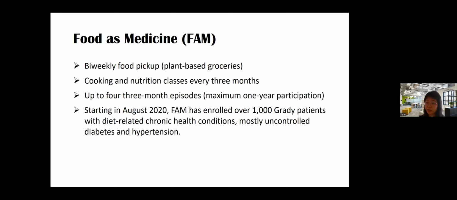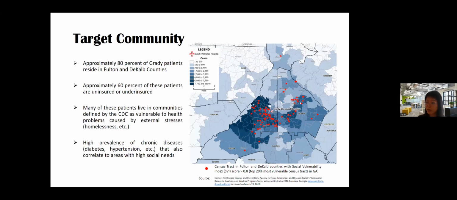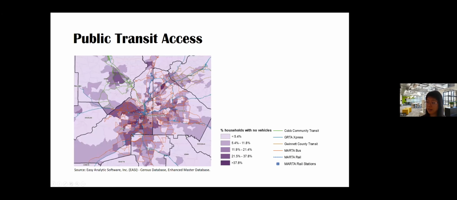The program started in August 2020, so unfortunately it coincides with early stages of the pandemic. So the recruitment was not as fast as initially expected, but still, since then, Food as Medicine at Grady has enrolled over 1,000 patients with these health conditions. The target community of the program largely overlaps with the target community of Grady Memorial Hospital, which on this map is pretty much in the center of the city of Atlanta. It mostly serves Fulton and DeKalb, which are the two most urban counties in Metro Atlanta. And you can see here a lot of these neighborhoods are among the most socially vulnerable. These are some of the poorest and most minority-concentrated neighborhoods in Atlanta.